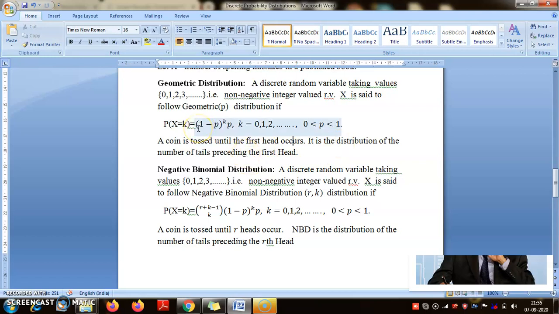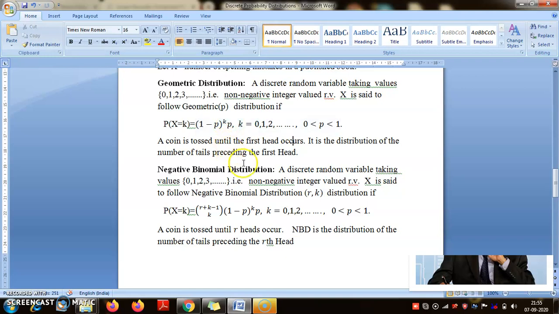If k is 0, then it is the chance of getting a head, so it will be p. If k is 1, then it is tail head, so 1 minus p, the chance of tail, times p, the chance of head. We are computing probabilities in a multiplicative way. So for tail head, it will be 1 minus p into p. So the geometric distribution represents the distribution of the number of tails until we get the first head.